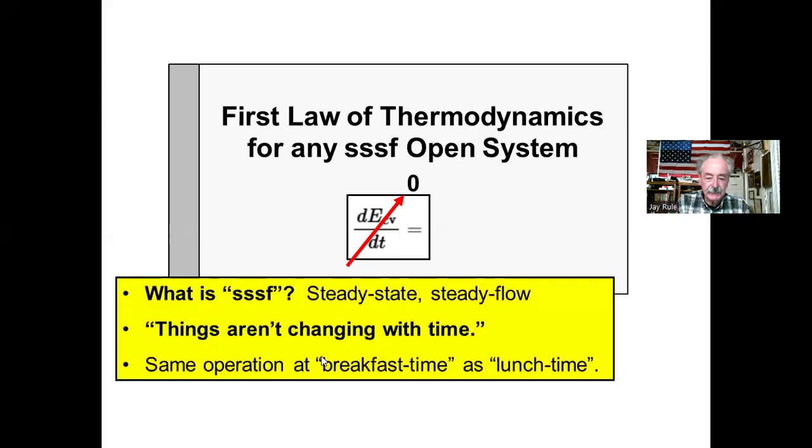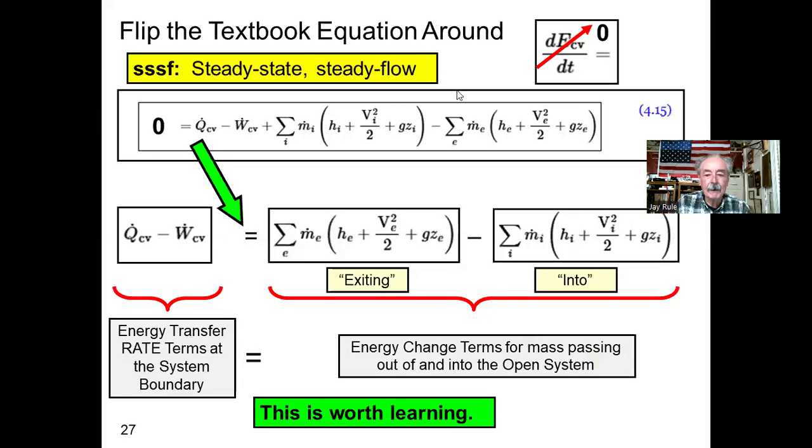Things are not changing with time. Steady operation. All right. So what I want to do is take you through flipping the textbook equation around, recognizing that for steady state, steady flow, the left-hand side of the starting point screenshot is zero. I want to show you the way I'm able to get this statement of the first law in my head for steady state, steady flow situations.